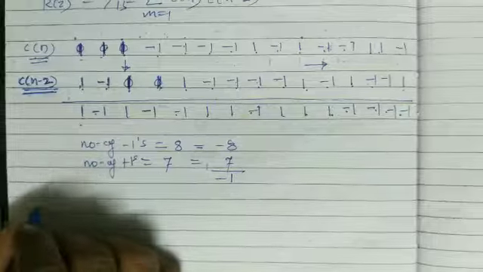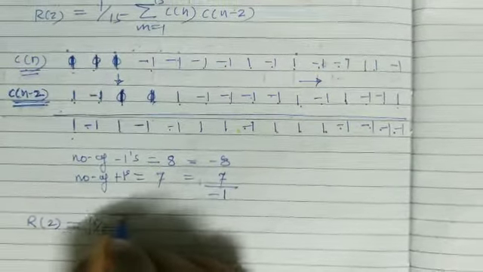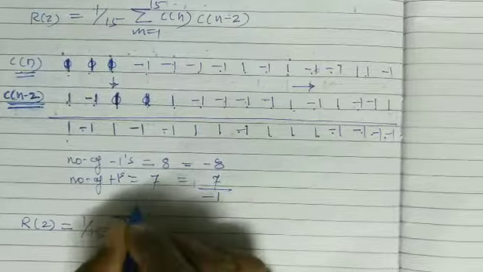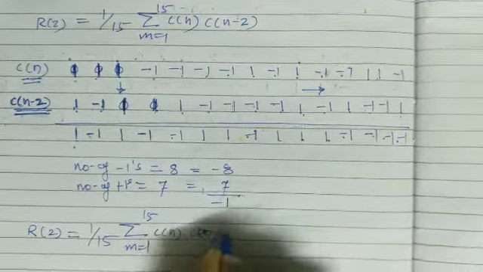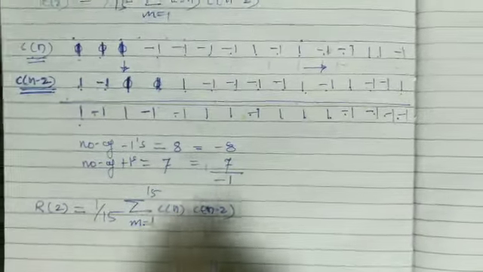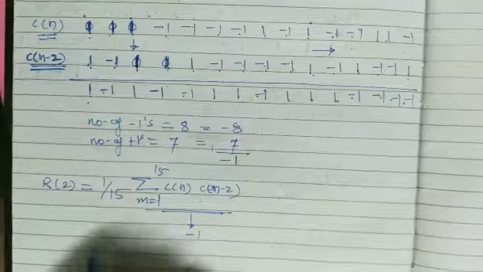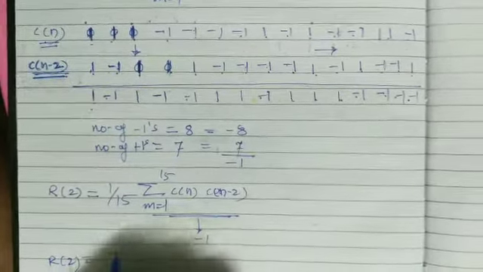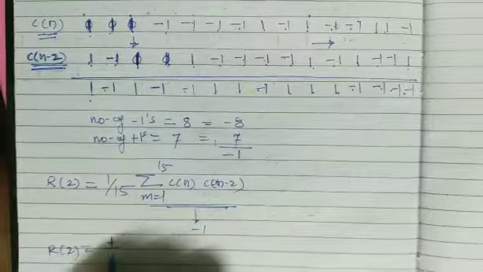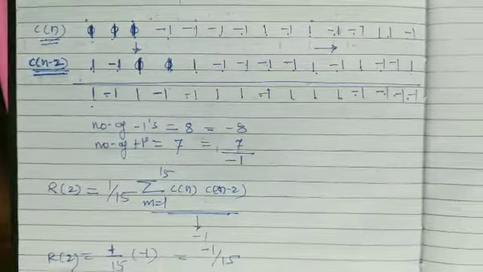And if we put this value in the autocorrelation function, that is R of 2 is equal to 1 by 15 into summation n is equal to 1 to 15 C of n into C of n minus 2, and if we sum up those values, the summation will come to minus 1, and therefore this R of 2 will again be 1 by 15 into minus 1, that gives you minus 1 by 15.